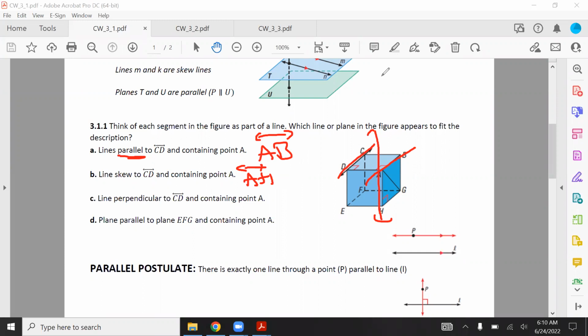So remember, same plane has to be on a 2-dimensional figure. Going back again. See, that's a plane right there. Excuse me. That's a plane. So that's why AB and CD will be parallel. But AH and CD are not on the same plane.